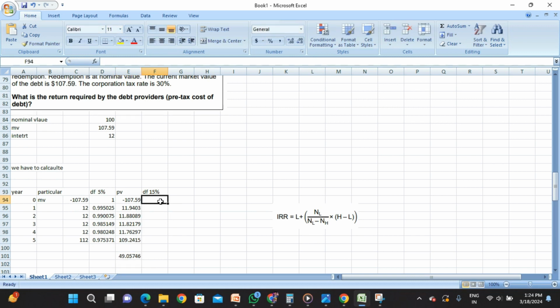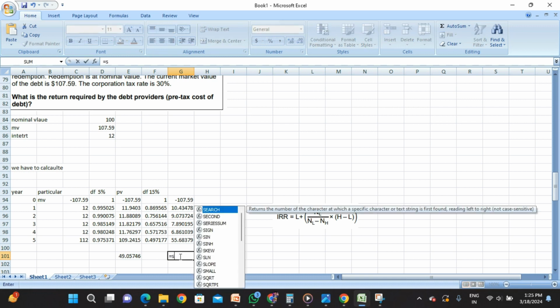We have to do the same for the discount factor of 15%. So 1 divided by 1.15 to the power of year 0, 1, and scroll down till the last. We are receiving 107 into 1. Just scroll down.